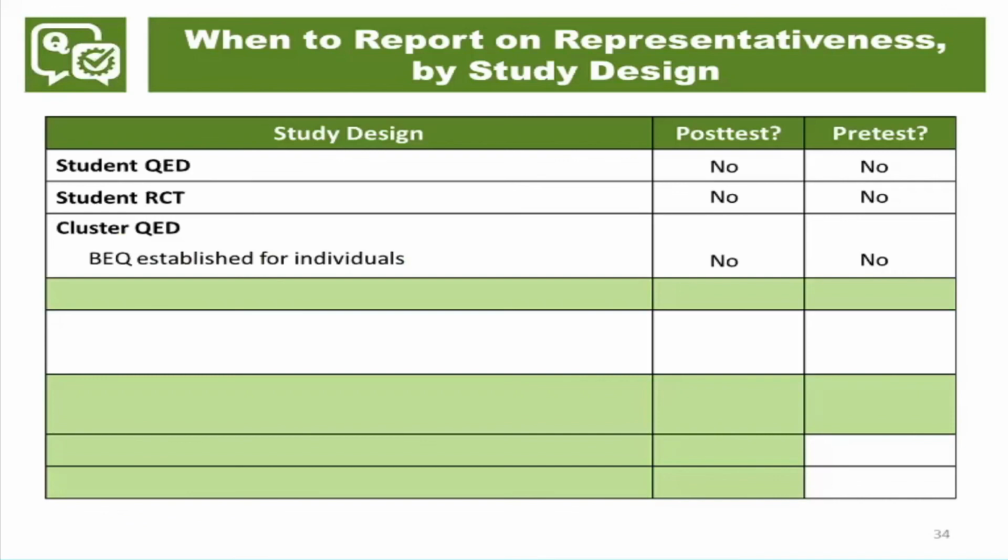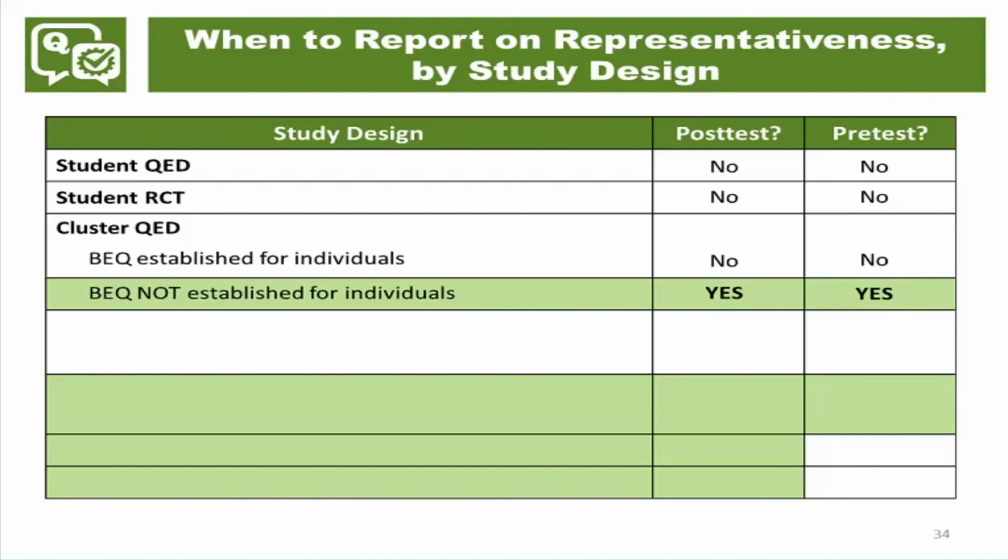For QEDs with cluster assignment that establish that the students in the analytic sample are equivalent at baseline, they do not have to provide evidence of representativeness. But if the baseline equivalence of individuals in the sample is not established, then data on representativeness must be reported both for the post-test sample and for the baseline sample.